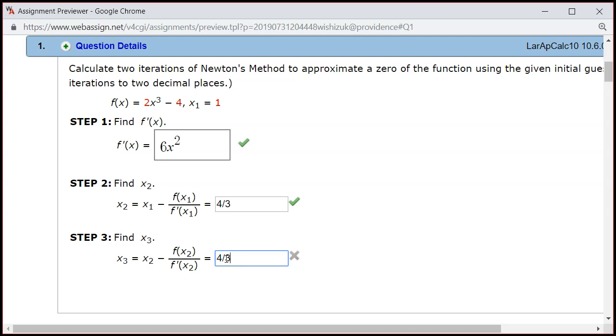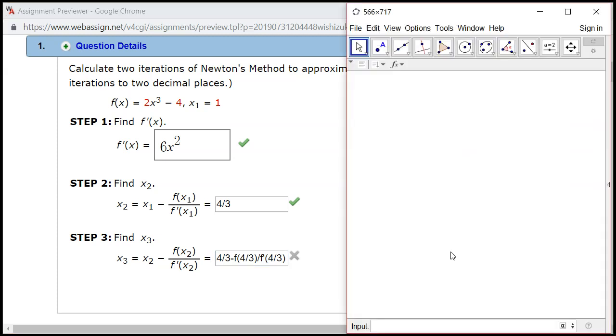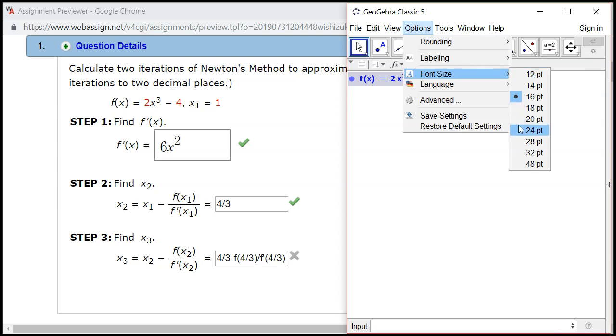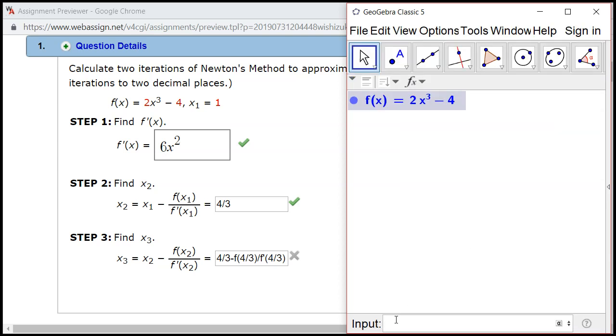4/3 in there. Alright, then minus f of 4/3 divided by f prime of 4/3. Alright, so I'm going to cheat a little bit here. I'm going to bring out a calculator, or GeoGebra, I should say. So we define f of x equal to 2x cubed minus 4. And I'm going to make this a little bit bigger so it looks a little bit better.